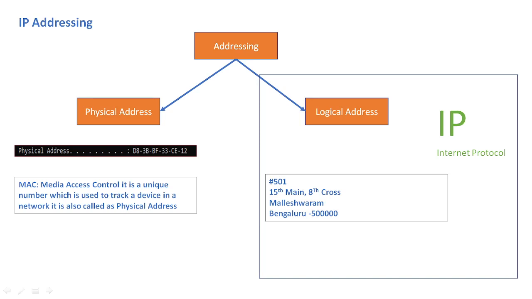But logical address is not like that. Logical address, which is IP address, will be there only when the computer is in the network, or only when you manually add an IP address to the network interface card. That time only the logical address will be there, and that IP address can be changed from network to network. Means you are using your computer at your home, connected to your Wi-Fi broadband. There you see ipconfig, that might give you a different IP address.